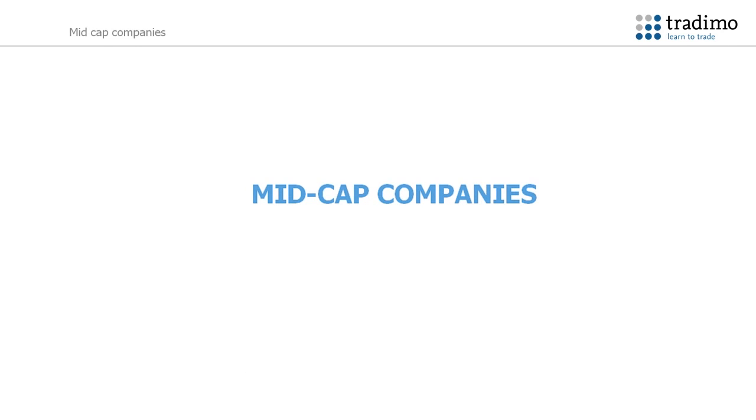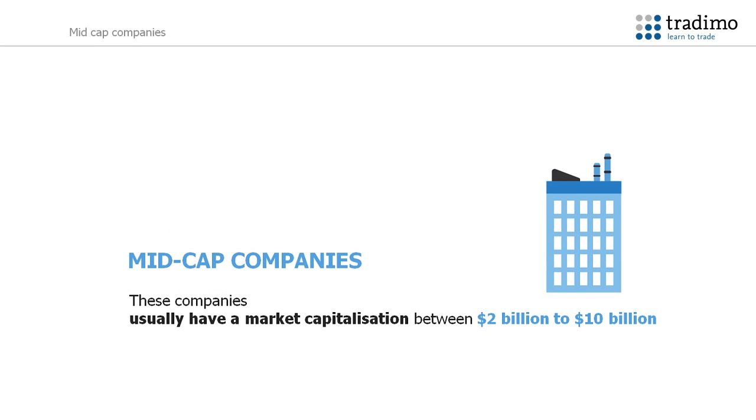Let us now look at the second group that companies can be placed into. These are called mid-cap companies. These are companies that have a market capitalization of around $2 billion to $10 billion. Occasionally, you will find that some mid-cap companies used to be large-cap companies that have had a decrease in their share value. However, these companies still have the potential for growth.